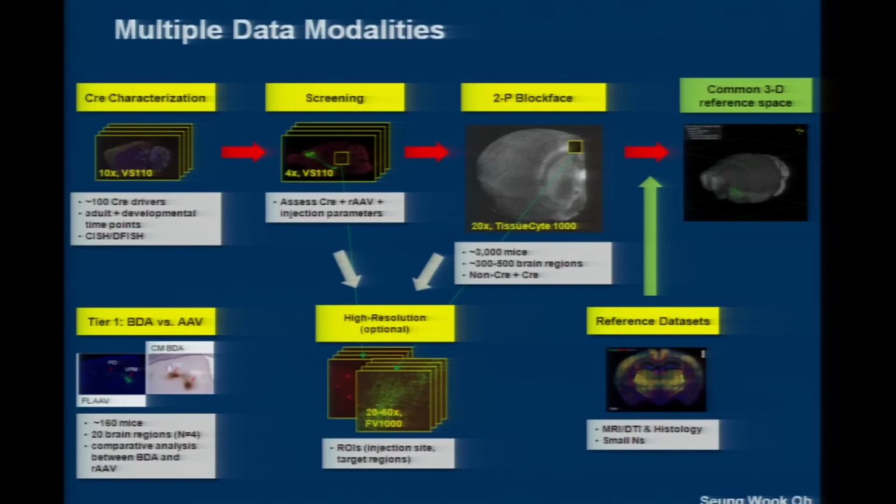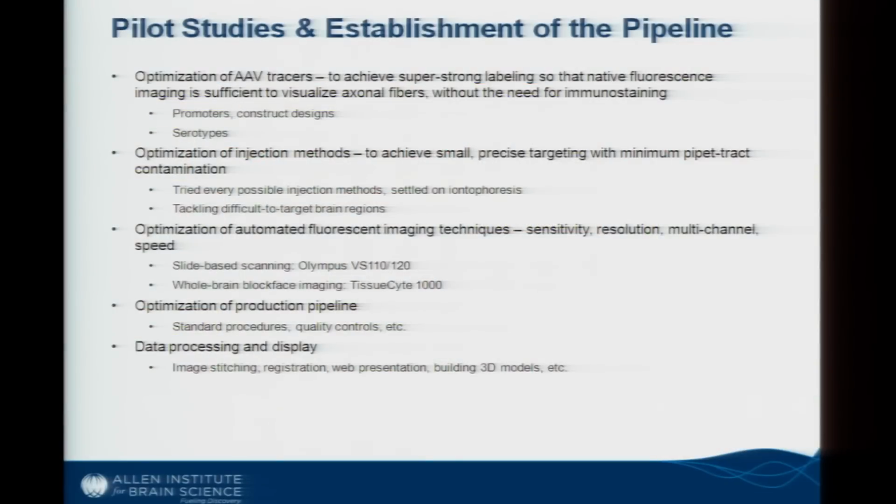Finally, we're also building a set of reference data sets so that we can use them for better anatomical annotation of the axonal projection data. And all this data will be incorporated together into a common 3D reference space so that the starting site as well as all the projection sites can be accurately mapped and 3D models generated.